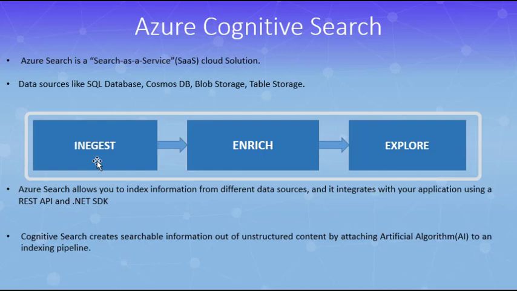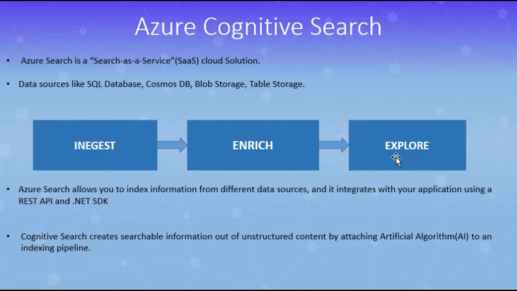First, ingest, where you can load your data. Second, enrich. Once your data is loaded, you can perform the indexing and AI on your data. Third, explore. Now the user gets the desired results by searching the various keywords present in the data.